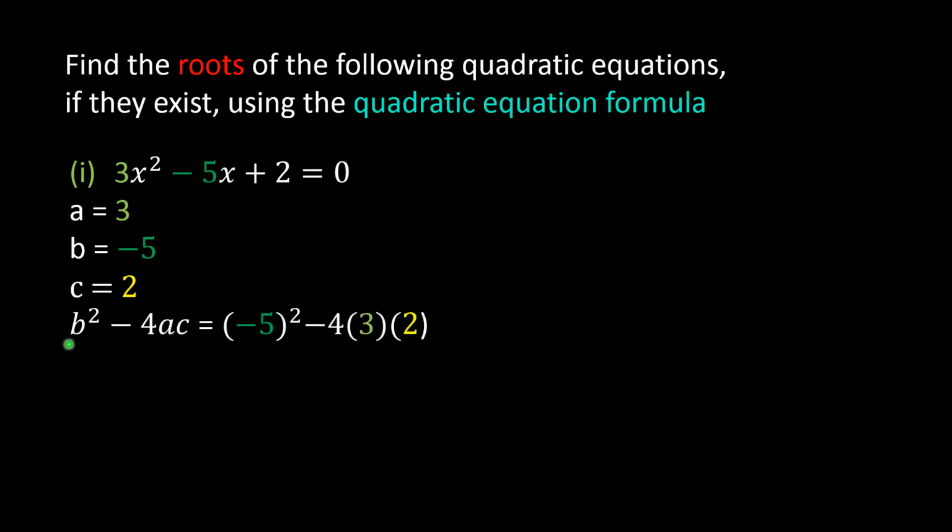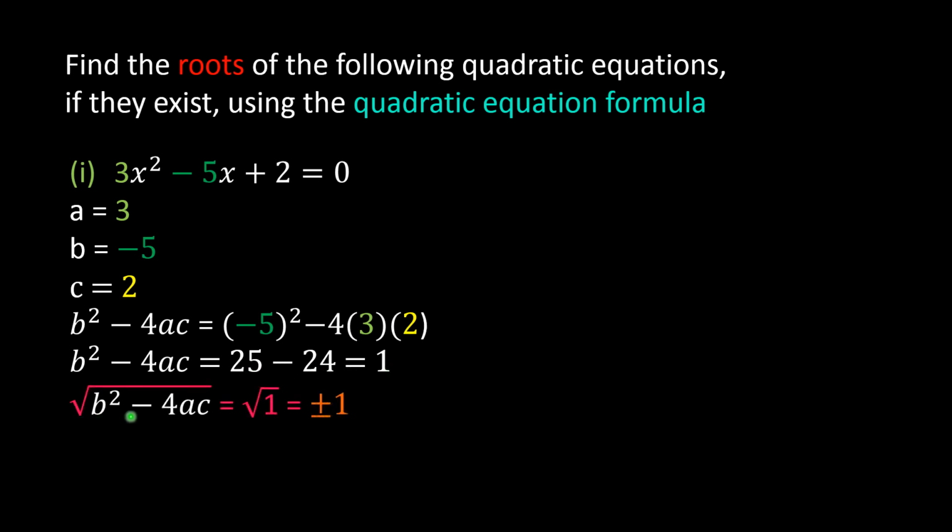We will substitute the values. B is minus 5, A is 3 and C is 2. 5 squared is 25, 4 3s are 12, 12 2s are 24, minus 24, 25 minus 24 is 1. Under root b squared minus 4ac will be under root 1, which will be plus and minus 1, because every real number has two square roots. One is positive, the other is negative.